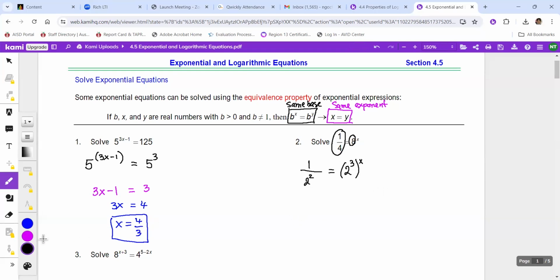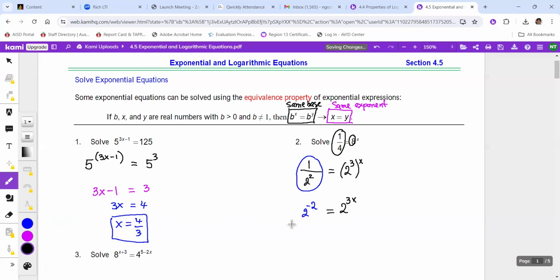Next, we can go ahead and rewrite them. Now here on the left hand side we have a fraction, but this is a reciprocal, right? So 1 over, we go ahead and write it by flipping it over, so it will be 2 to the power of negative 2. So that will be our left hand side. And on our right hand side, since we have the 2 exponents, we will multiply. So 2 to the power of 3x.